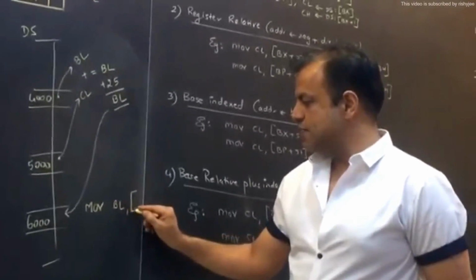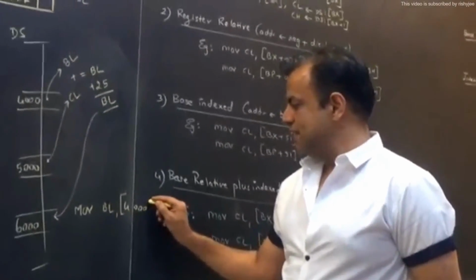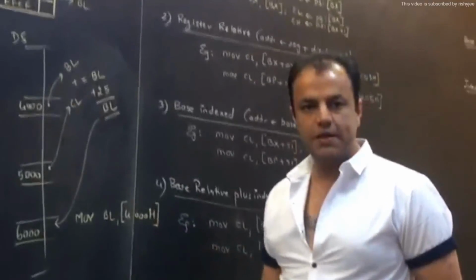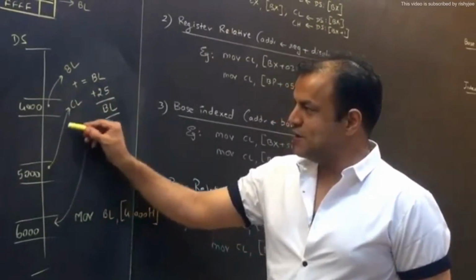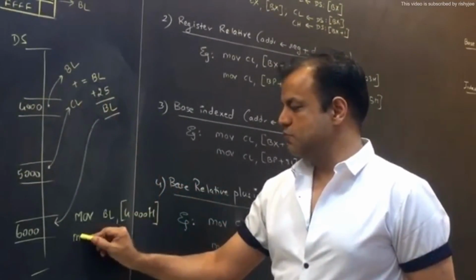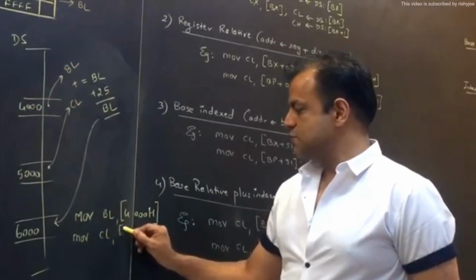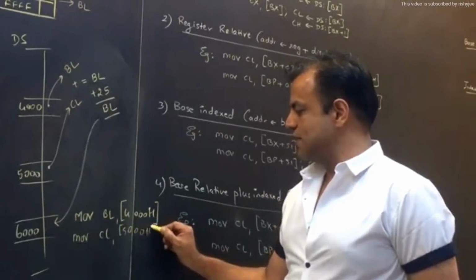Move BL, comma, square bracket 4000. So BL gets the data from location 4000. Tell me, did you understand this? Now CL should get the data from 5000. Move CL, comma, square bracket 5000. Are you so far clear?